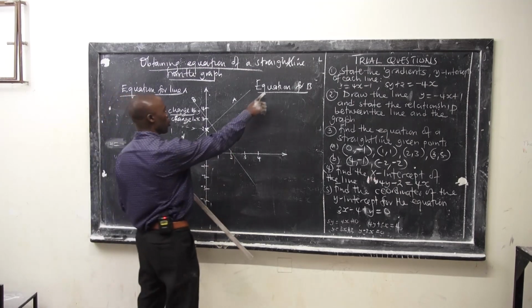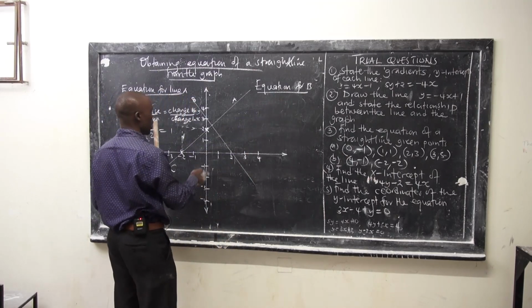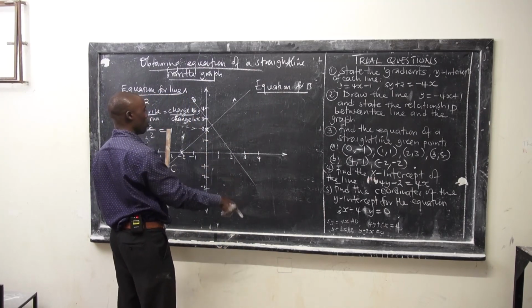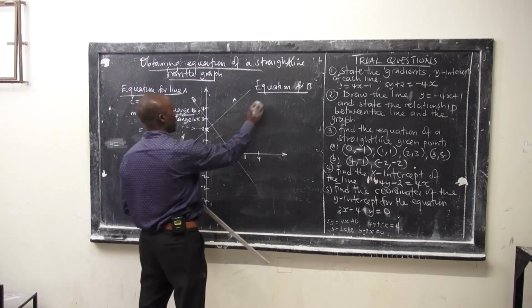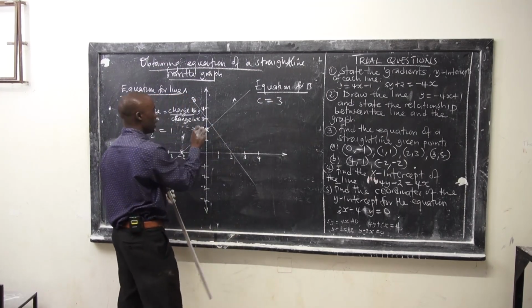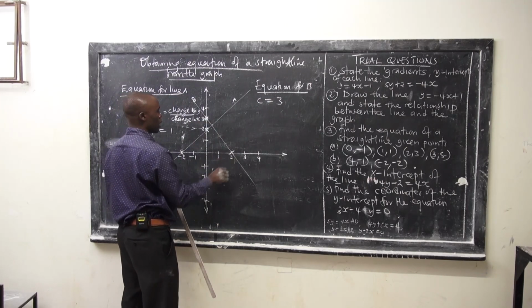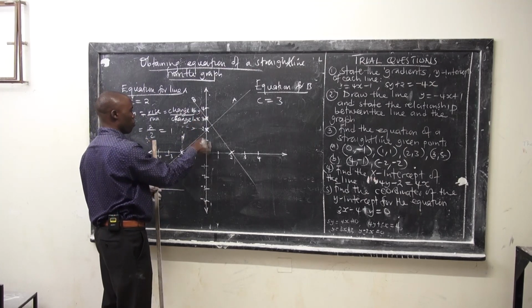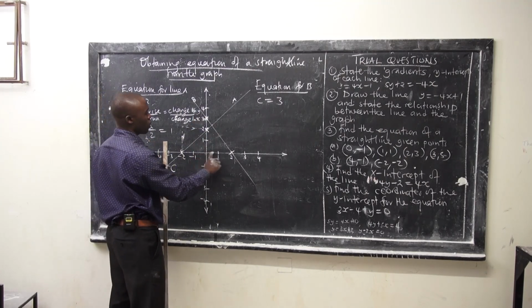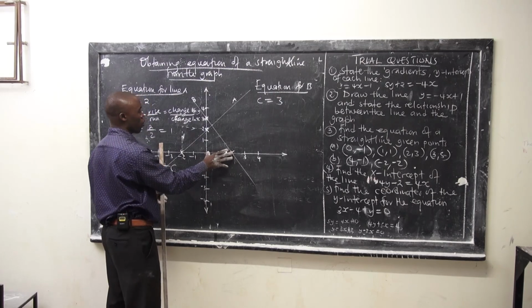You can also look at the equation for b. By looking at b slanting downward, we expect it to have a negative gradient, but it has a positive c-intercept at 3. Let's use this other point and this other point to establish the gradient. You look at the fall here, which is negative, divided by this run here.